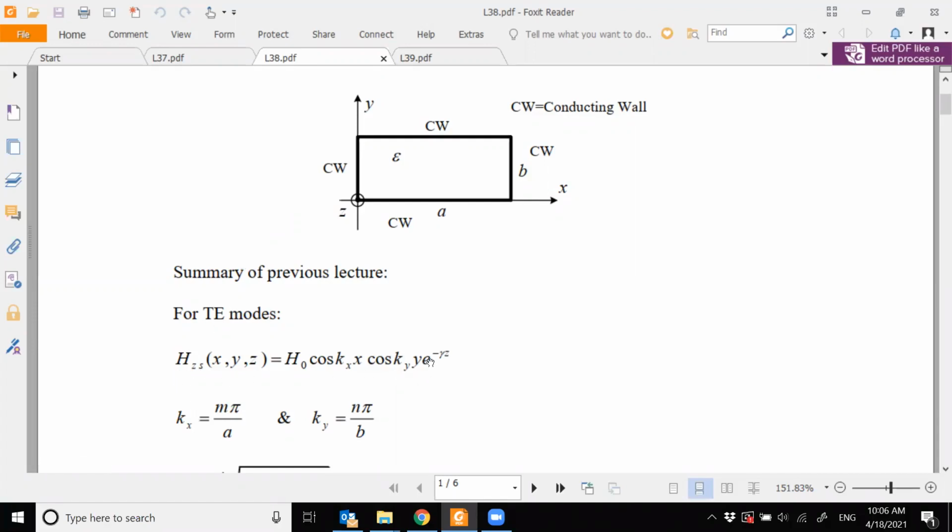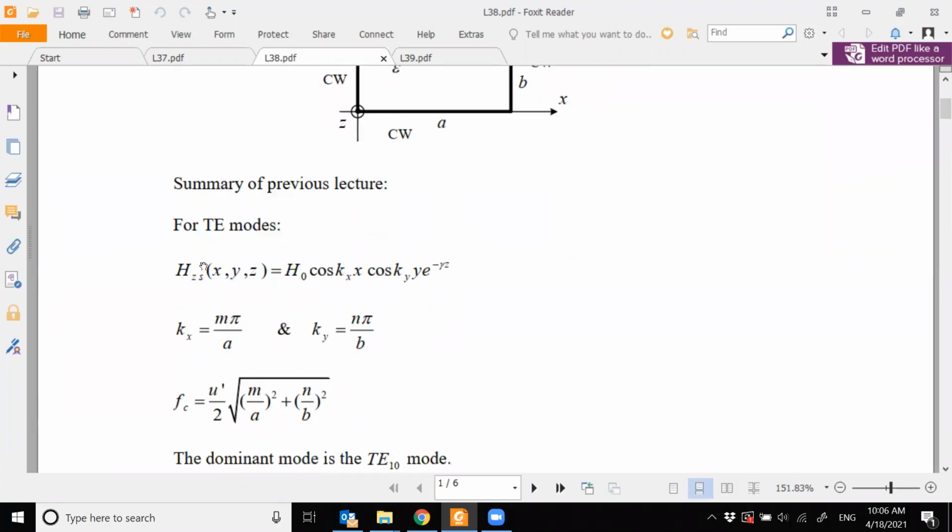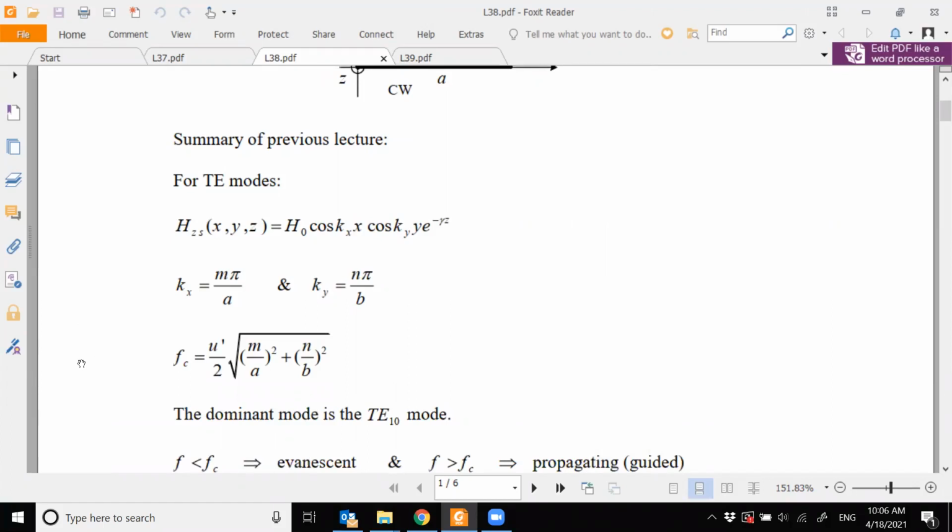That's why we applied the boundary conditions, and we got this as our HZS field. After applying the boundary conditions, we also got this as KX and this as KY. And if you remember, this was the main reason why we are getting several modes, or several patterns of our electric and magnetic fields, because several M's and several N's satisfy this condition. Each M corresponds to a different field amplitude pattern in the transverse direction, and that's why we are seeing so many modes.